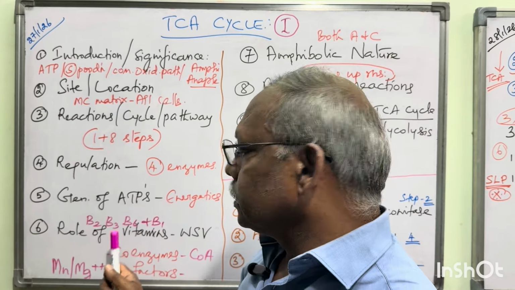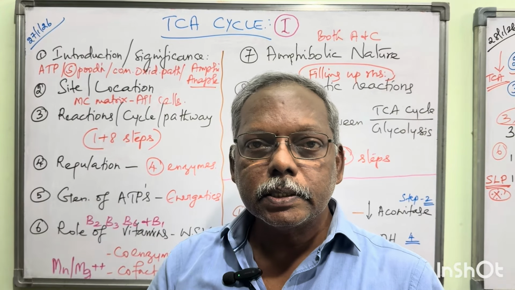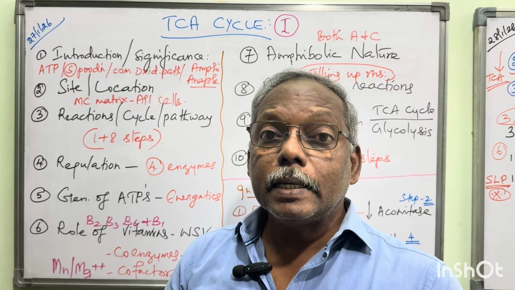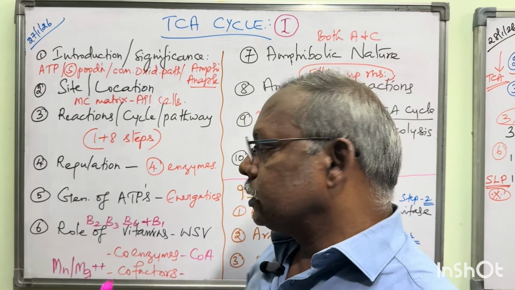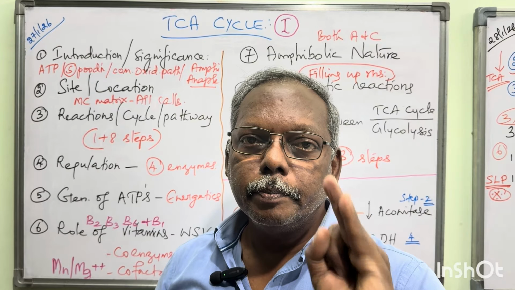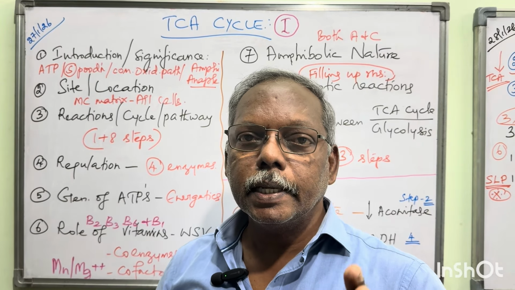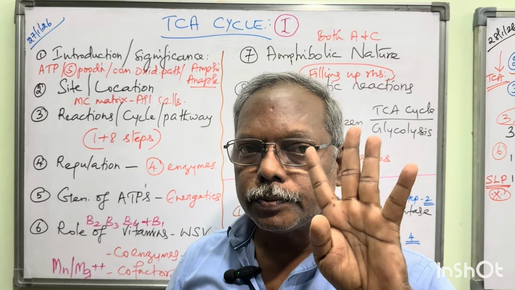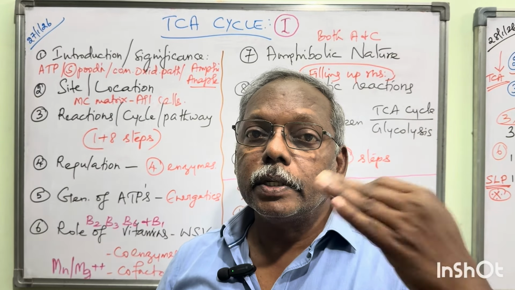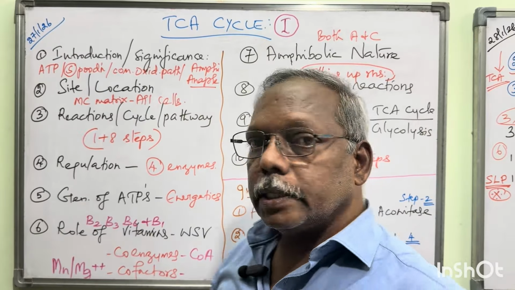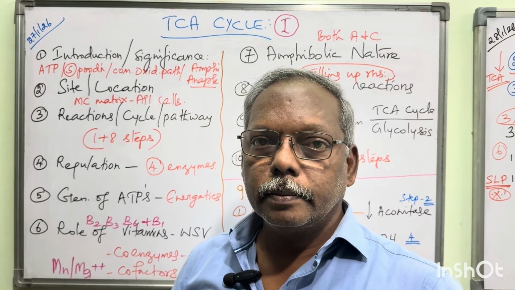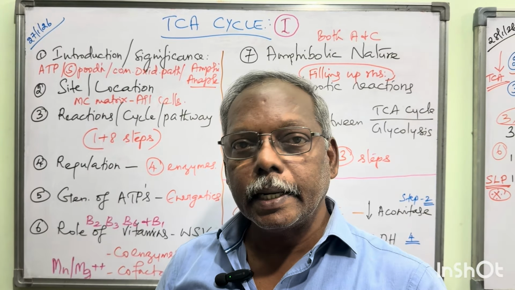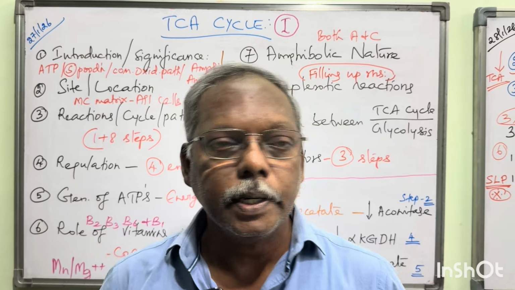Next, what is the role of vitamins, coenzymes and cofactors involved in the TCA cycle? Some MCQs are rarely asked. Vitamins: B1 thiamine pyrophosphate, B2 riboflavin, B3 niacin, and B5 pantothenic acid. These 4 are the vitamins involved in the TCA cycle. Coming to the coenzyme, you all know pantothenic acid, CoA. The last one is the cofactors also needed for this TCA cycle: magnesium and manganese. This is for MCQ purposes only.